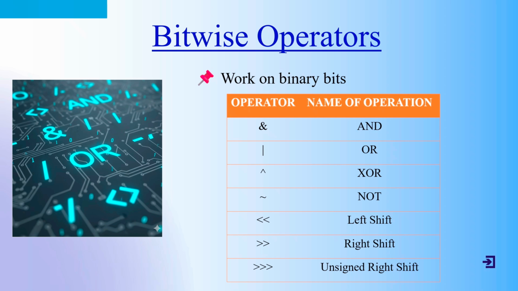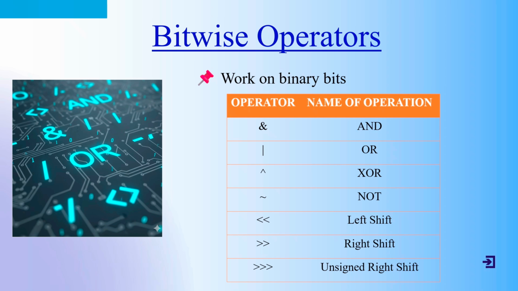A single ampersand is used for performing the AND operation. A single pipe is used to perform the OR operation. XOR is nothing but a power symbol. Tilde is used to perform the NOT operation in bitwise. Double left angular brackets are used for left shifting the bits, and double right angular brackets are used for right shifting the bits, and triple right angular brackets are used to perform the unsigned right shift operation.